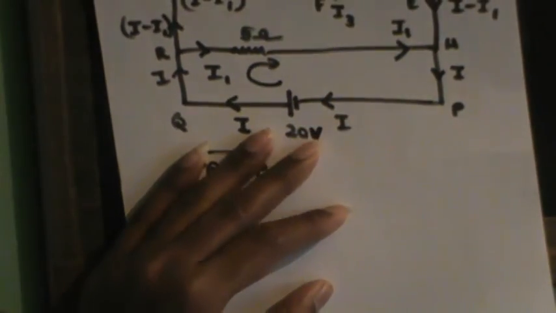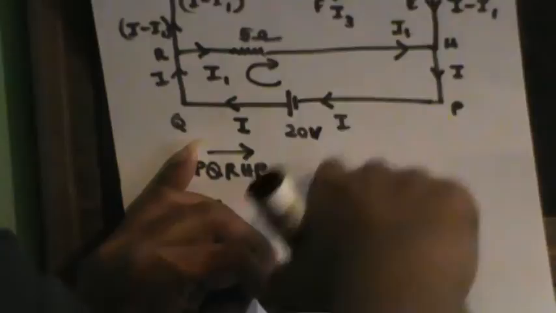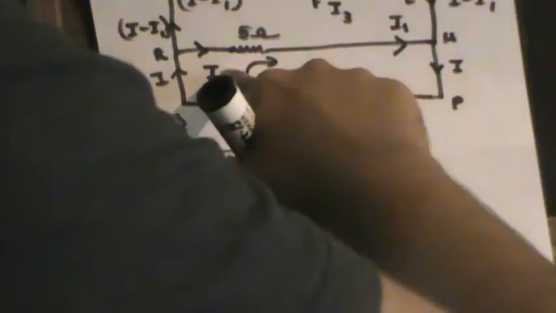So the total electromotive force is 20. That should be equal to the energy drop due to the current. What actually happens is that there is only one resistance in this loop, and the current is in the direction we are traversing, so it is positive. So you can take I1 times 5 to be positive, and you can directly find the value of I1.